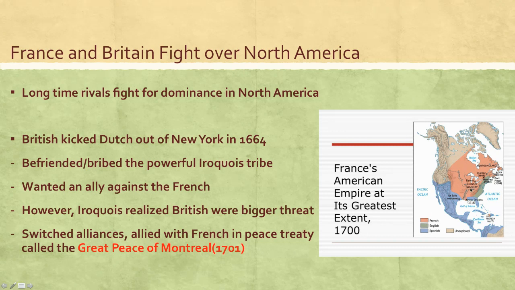So our situation is that the British kicked out the Dutch out of modern day New York in 1664. And up there in New York, they found a very powerful Iroquois tribe, which really, to call it a tribe is incorrect.